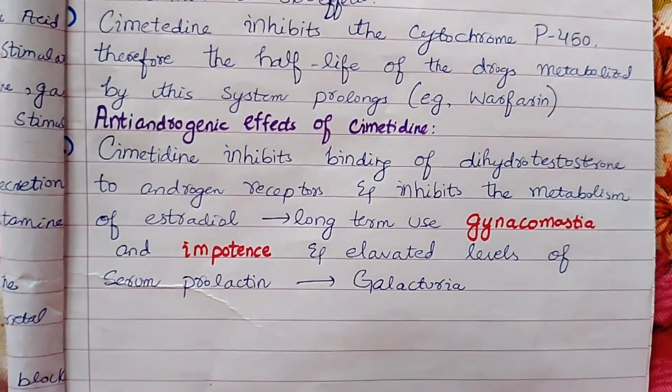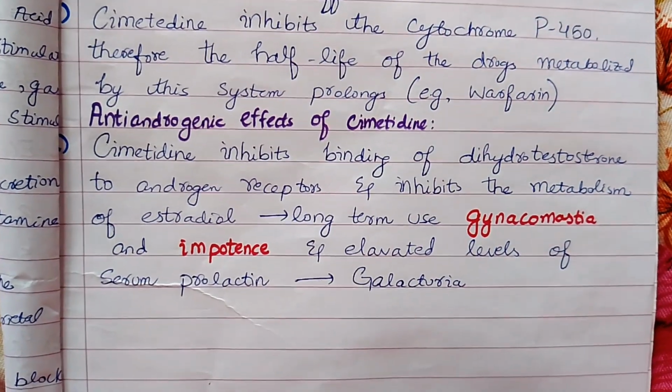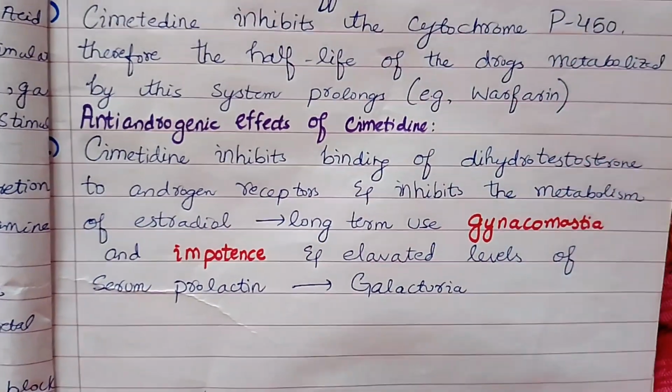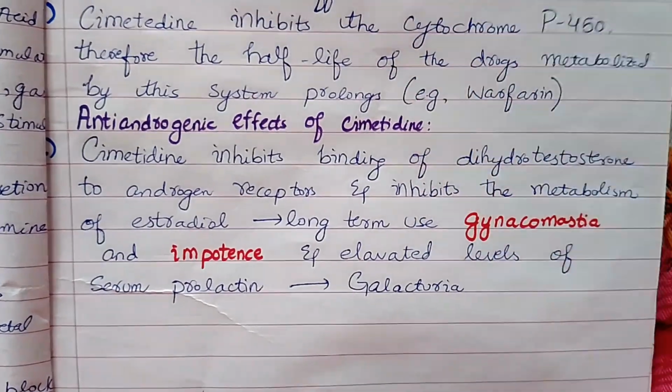Long-term use of cimetidine results in gynecomastia and impotence in males, and elevated levels of serum prolactin that result in galactorrhea.